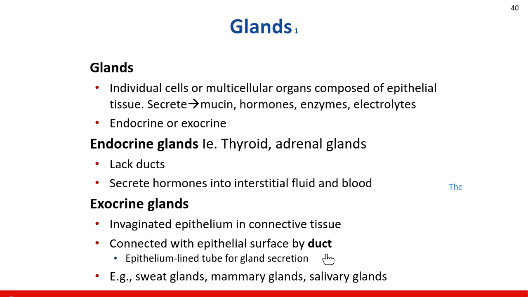Like the sweat glands in your skin, or the mammary glands found in breasts, or in your mouth, the salivary glands. So these glands are lined with epithelium, and they create a secretion and then move that secretion through a duct out onto the surface of something. For salivary glands, they'll move those secretions into your mouth, for example.